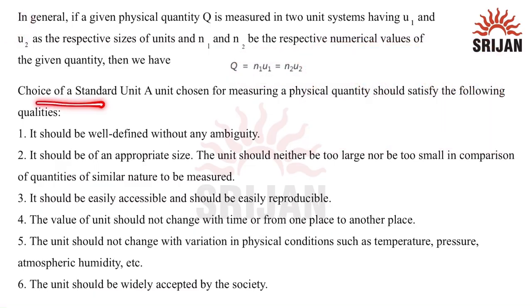Now, choice of a standard unit. A unit chosen for measuring a physical quantity should satisfy the following conditions. First, it should be well defined without any ambiguity. Second, it should be of an appropriate size. The unit should neither be too large nor too small in comparison to the quantities of similar nature to be measured. Third, it should be easily accessible and easily reproducible.